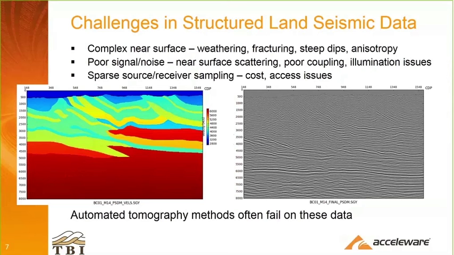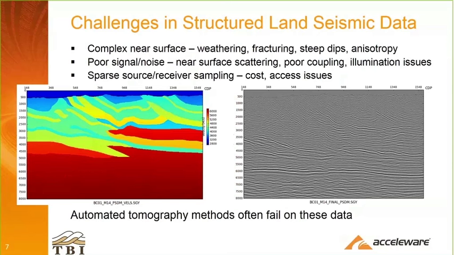So what challenges do we see in complex structured land data? Well, there's almost always a complex near surface. So we have complex weathering, fracturing, steep dips, anisotropy. And we usually have fairly poor signal to noise in our data due to near surface scattering, due to the complex near surface. Often poor source and receiver coupling, depending on the real near surface and how we can access for our shots and receivers.